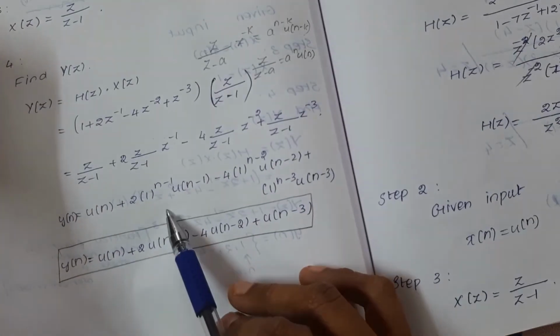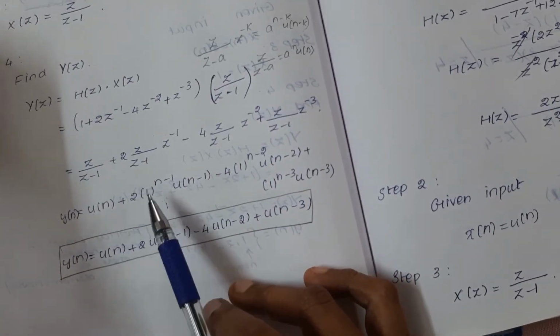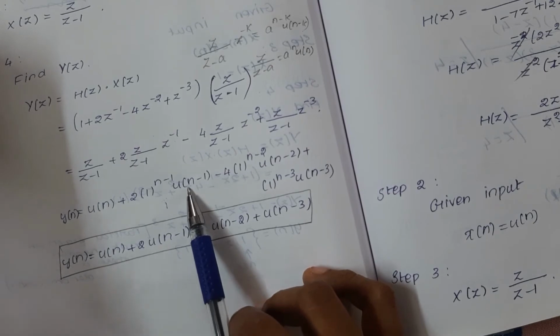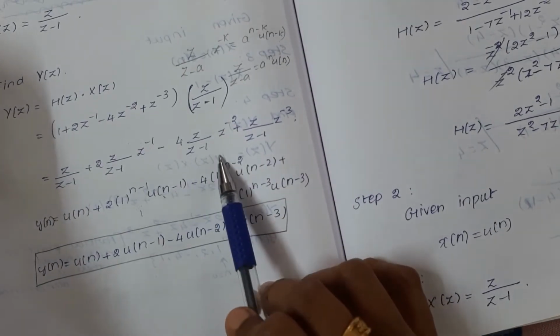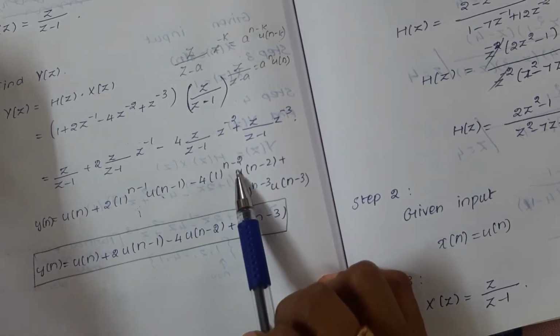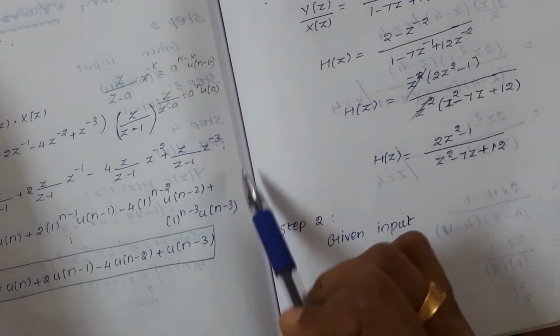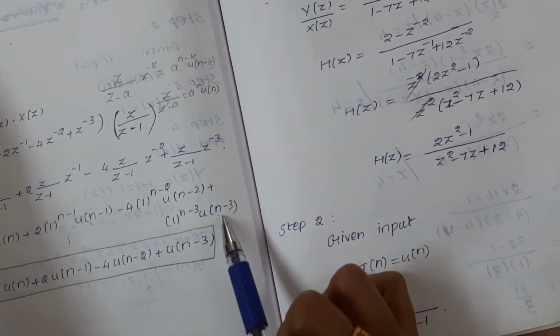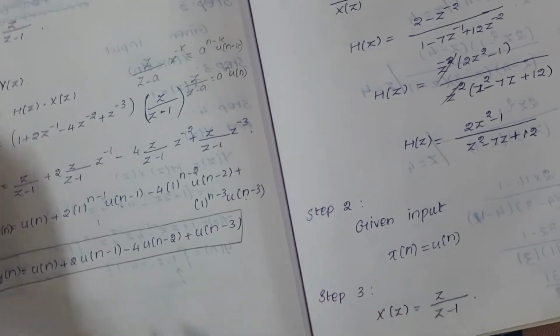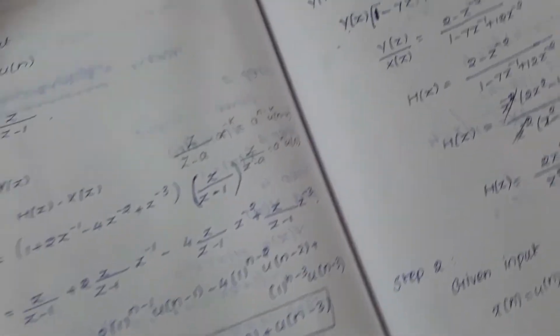If you apply it here, what is our answer? 1 power n minus 1, u of n minus 1. Similarly apply here. What is the value? 1 power n minus 2, u of n minus 2. And here 1 power n minus 3, u of n minus 3. After simplifying, 1 power any number is 1, so you will get the answer.